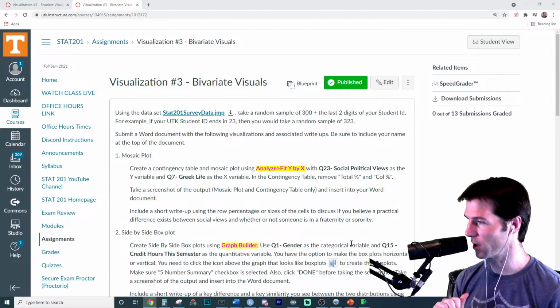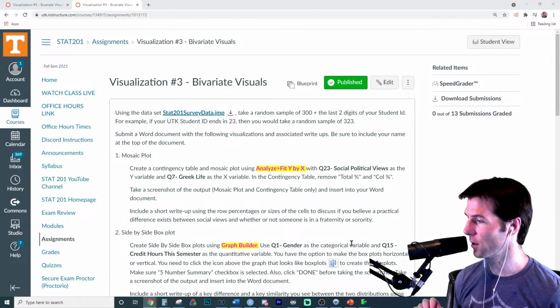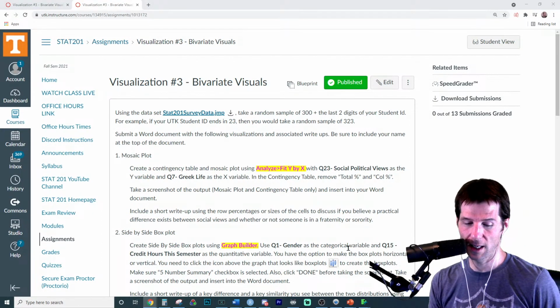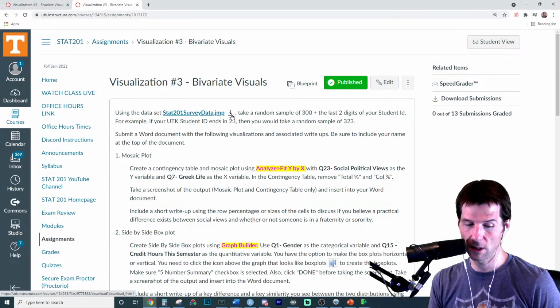We might not get into the full interpretations. So let's go through it here over a mosaic and a box plot and talk about how to make these. Let's download the data right here.